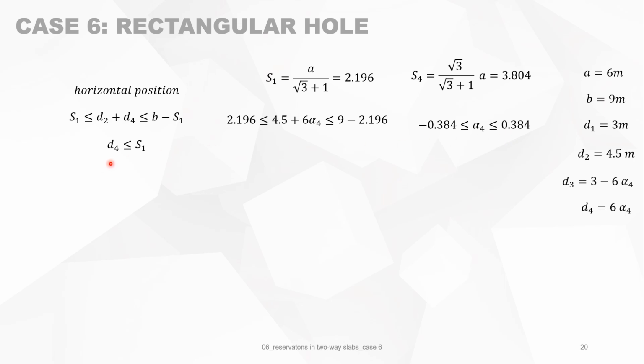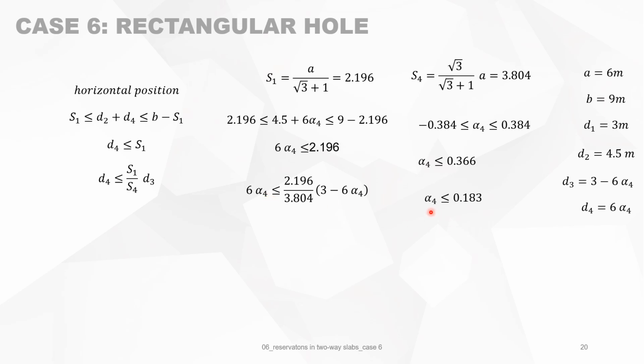Okay. D4 smaller than S1. We put in the numbers. And then we got alpha 4 smaller than 0.366. So this is governing. Then D4 must be smaller than this. We can put in the different numbers, and we can rewrite it as alpha 4 must be smaller than 0.183.